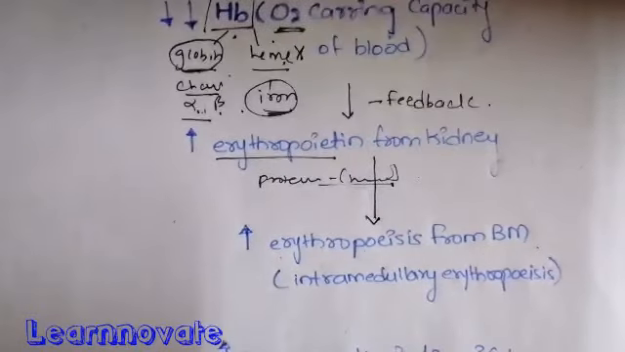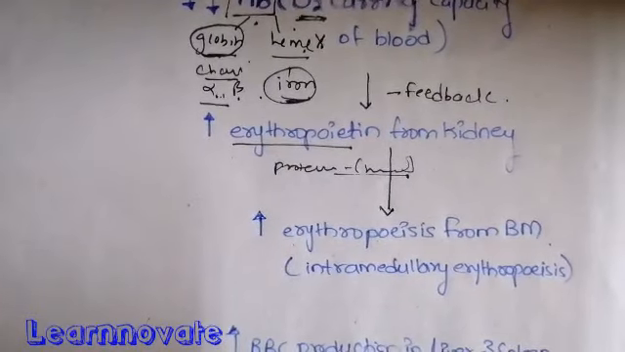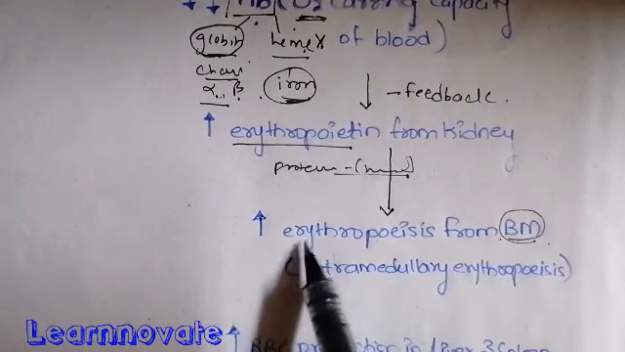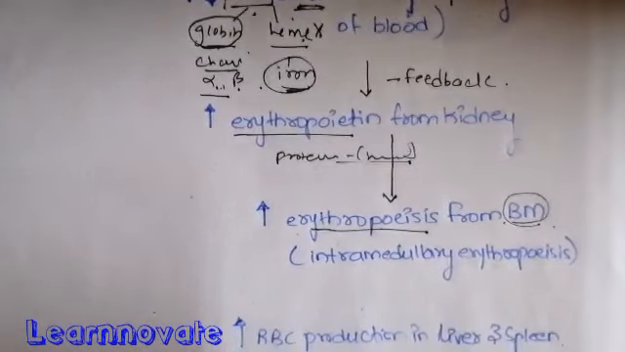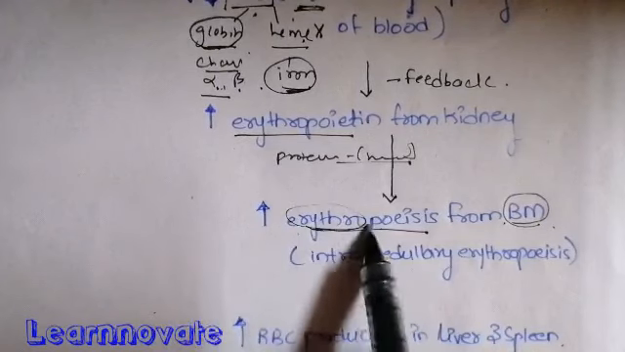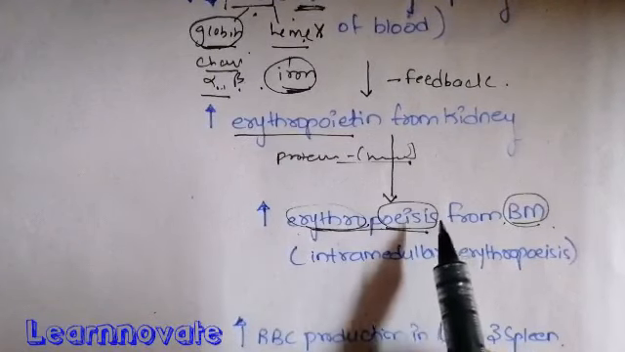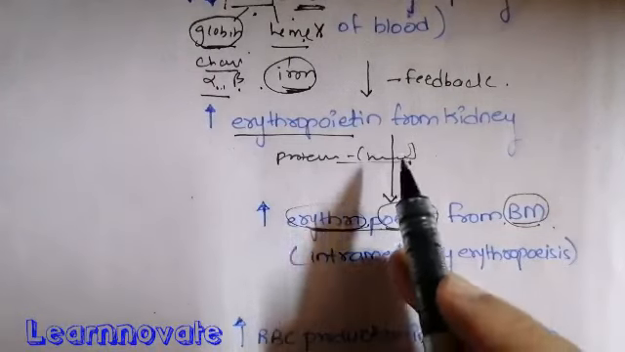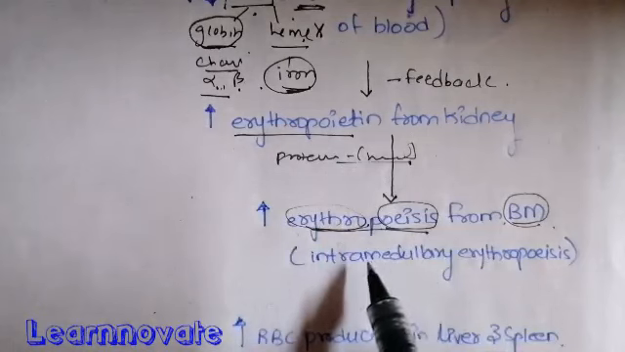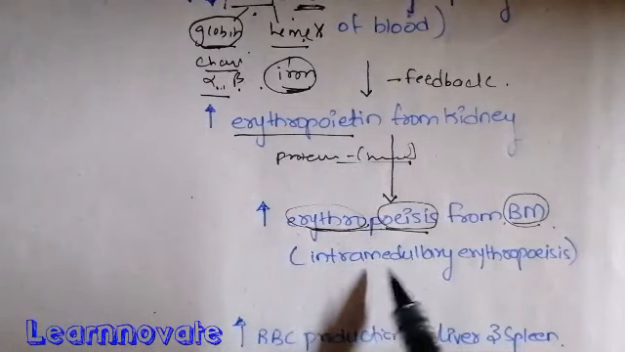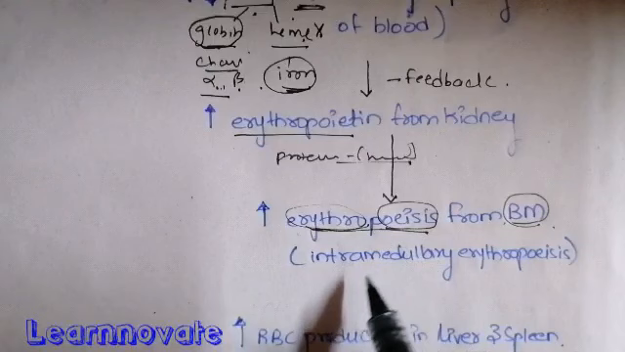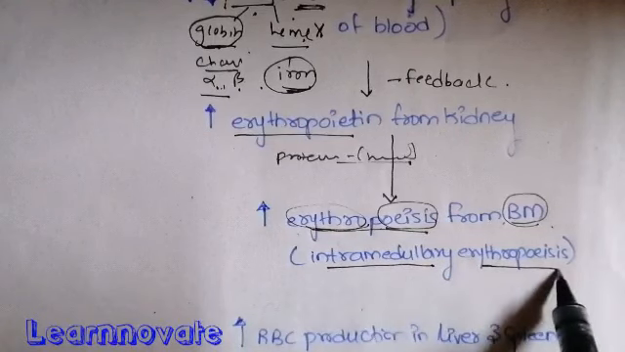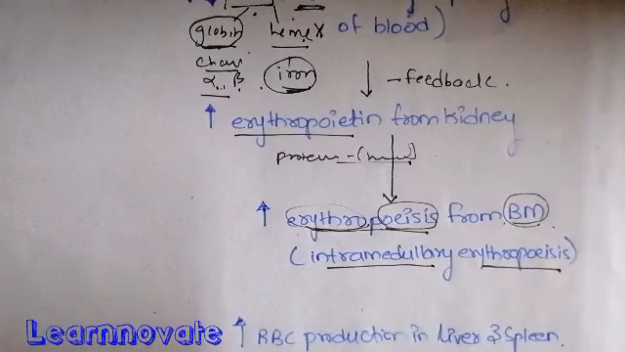So erythropoietin from the kidney goes to the bone marrow, where it increases erythropoiesis. And what is erythropoiesis? Erythro means RBC and poiesis means formation, so it is the formation of RBC. Synthesis of RBC increases in the bone marrow because of the feedback of erythropoietin. When this erythropoiesis is increased in the bone marrow, it is called intramedullary erythropoiesis. Why intramedullary? Because it is inside the medullary cavity of bone marrow, or of long bones.